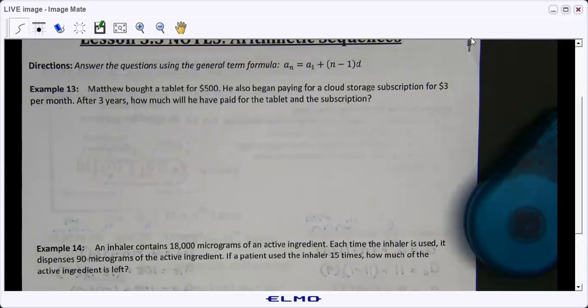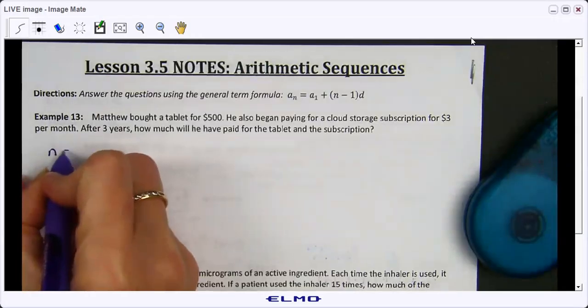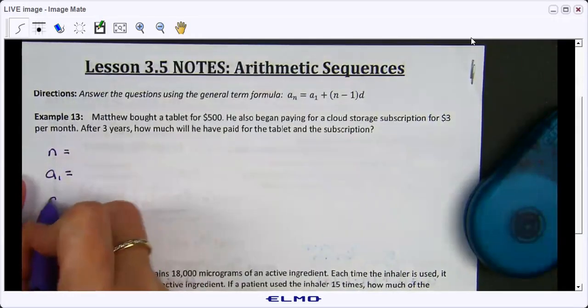So we have a sequence here. Every month, $3 is being paid towards this expense, and that $3 is happening every time. So that would be our common difference. What term are we trying to get to? We're trying to get to the end of 3 years, so 36 months. And they're starting off with 500 plus 3 to start off their subscription. So we always need the nth term, the first term, and our common difference.